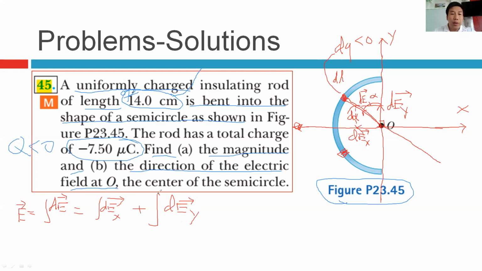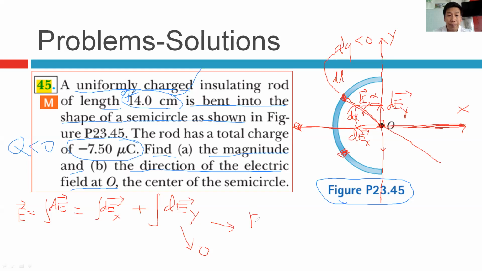Because there is symmetry in the x-axis, the y component must be zero, because we have dy here for this dl, and you can find dl here. That's called dy here, and in total it will be zero.